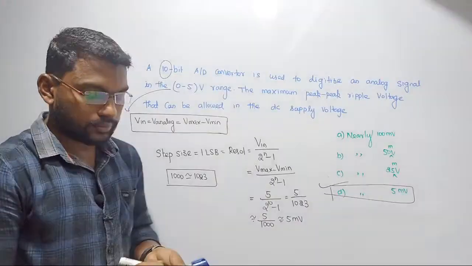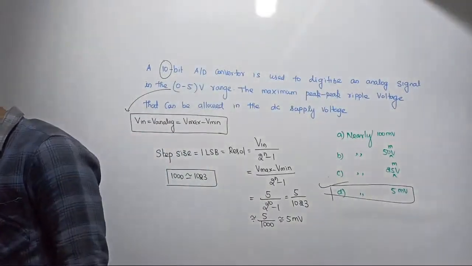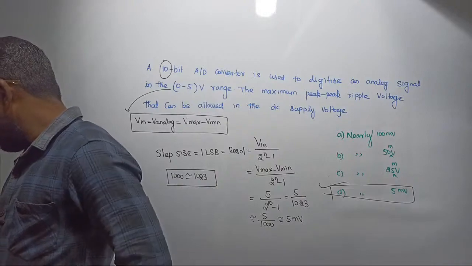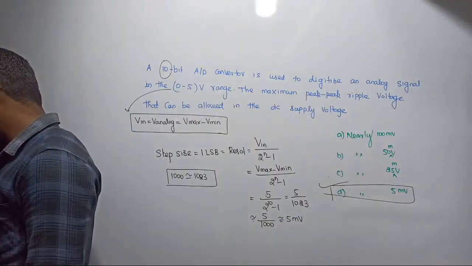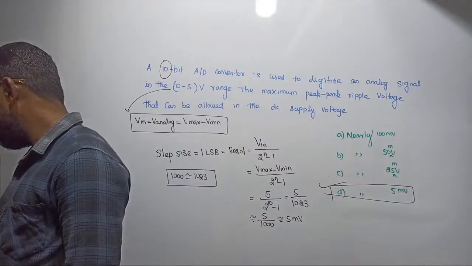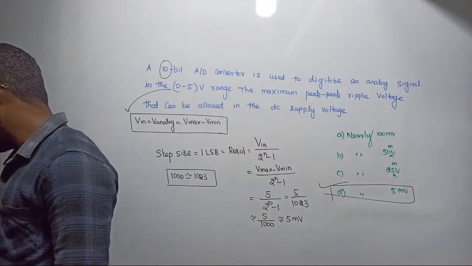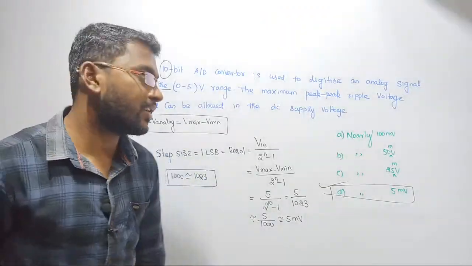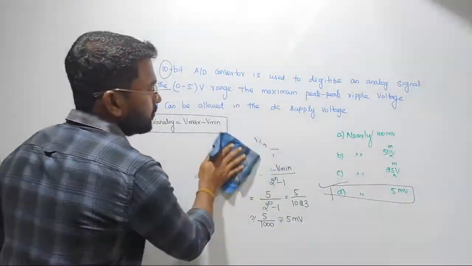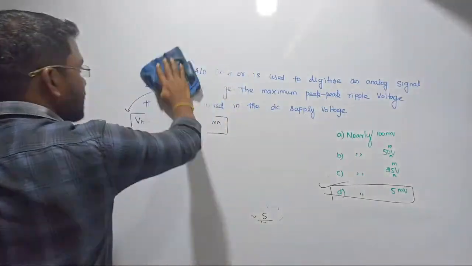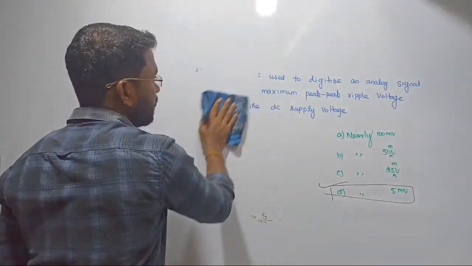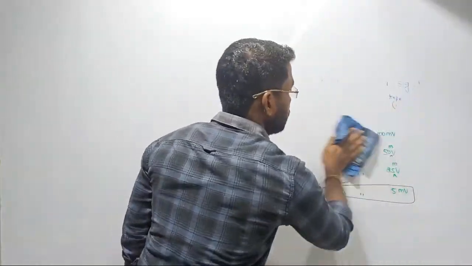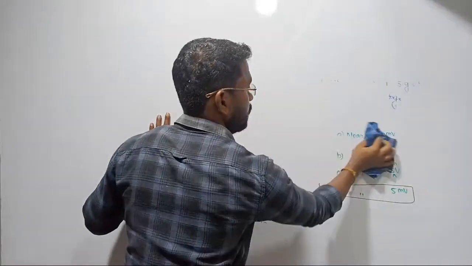Clear? Fine. So let us take the next one. Once again, you are requested to find out the number of comparators used by the 4-bit flash type analog to digital converter. Of course, they are asking the number of comparators, right? You know how to do it. Anyway, the way that we are approaching the question is different. Let me give you the statement. You have to understand. Wait a minute.